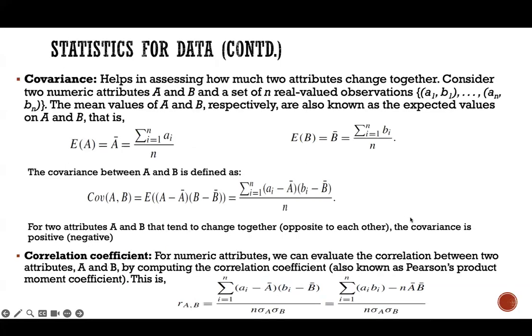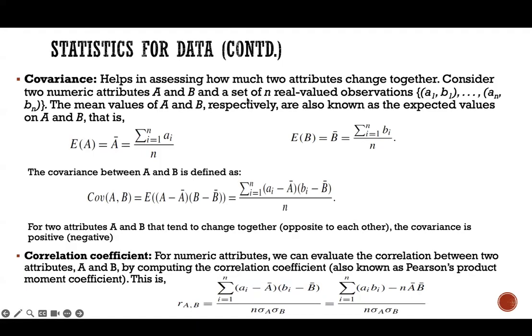Then we sometimes want to capture two attributes and the relationship between them, how much they change together, for example. So covariance and correlation coefficient are often used for that. Covariance helps in assessing how much two attributes change together. Suppose we have two numeric attributes, A and B. It could be anything. A could be the size of the company in terms of number of employees, and B could be the profitability of the company.